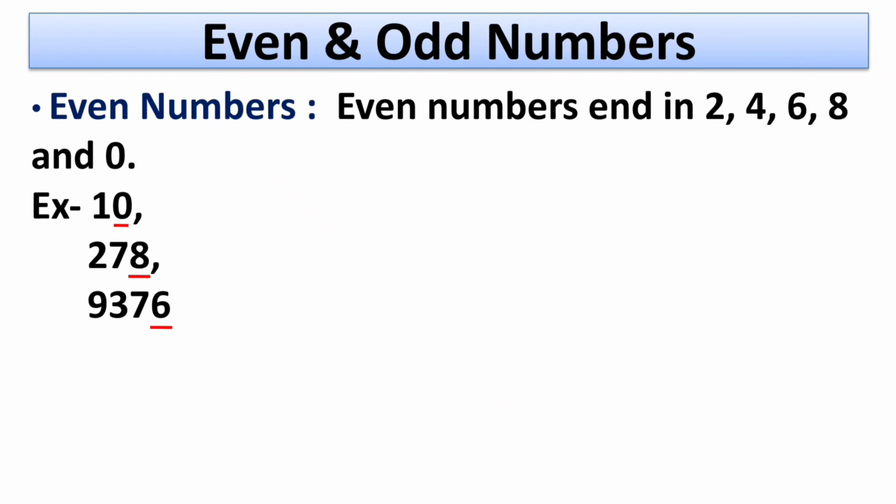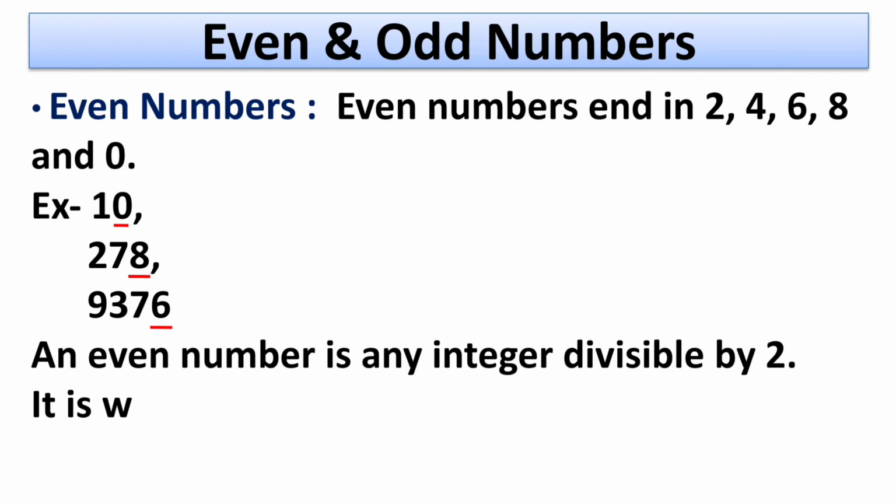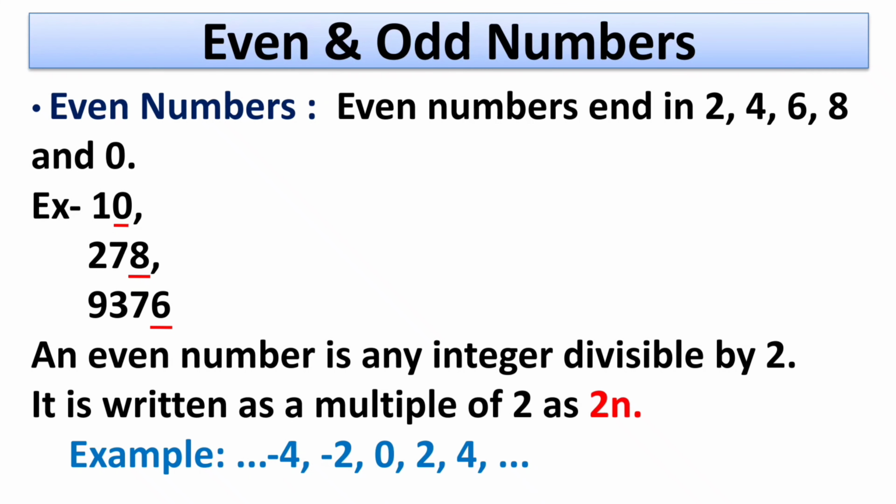An even number is any integer divisible by 2. If we consider any integer as n, then we can write it as 2n, as that integer is a multiple of 2. Even numbers are positive and negative integers.